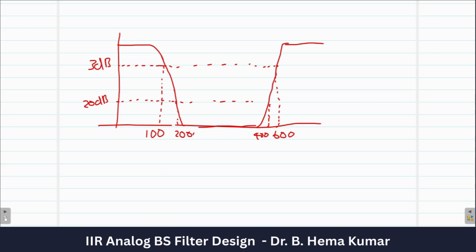Given this, what should be the first step? Remember, first you have to calculate something called A. A is given by omega 1 into omega U minus omega L, divided by minus omega 1 square plus omega L omega U.